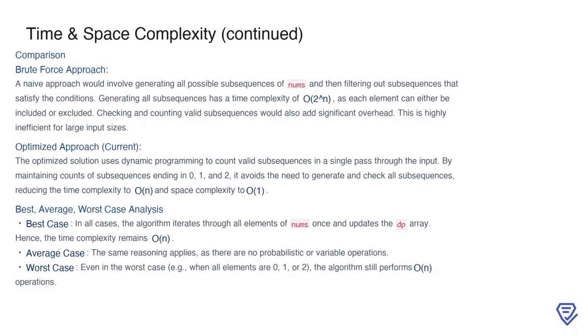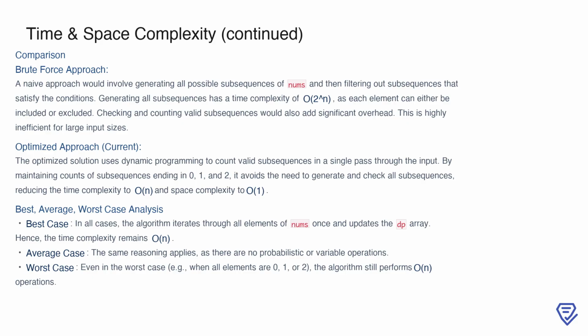When comparing this approach to a brute force solution, the advantages of the optimized algorithm become clear. A naive method would generate all possible subsequences of the input array nums. Since each element can either be included or excluded, this results in 2 to the power of n possible subsequences, giving the brute force method a time complexity of O(2^n). Additionally, filtering and counting valid subsequences would add even more overhead, making this approach impractical for large inputs.